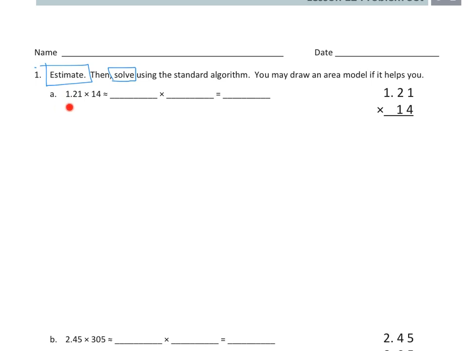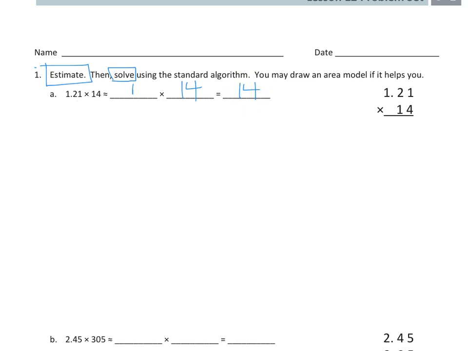So we got 1 and 21 hundredths. That is closer to one whole than it is two wholes, so it's going to be 1. And 14, you know what? We don't even need to round 14. If we know that this is going to be 1, then let's just keep this 14 the same because we can easily say 1 times 14 is 14. And since I round this number down, that means when I multiply these two numbers, our answer should be higher than 14.